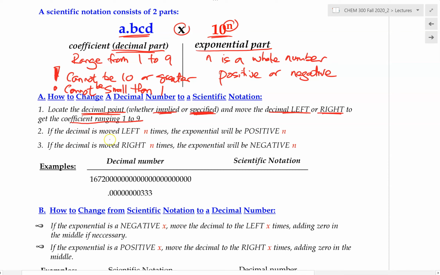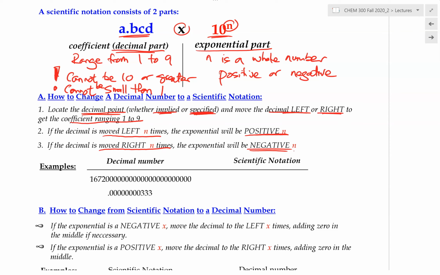If the decimal is moved to the left n number of times, the exponent will be a positive n. Versus if the decimal point is moved to the right n number of times, then the exponent will be a negative n. So this is something that we need to remember, and it's actually much easier for us to remember this by making sense of it. And here is how it goes.